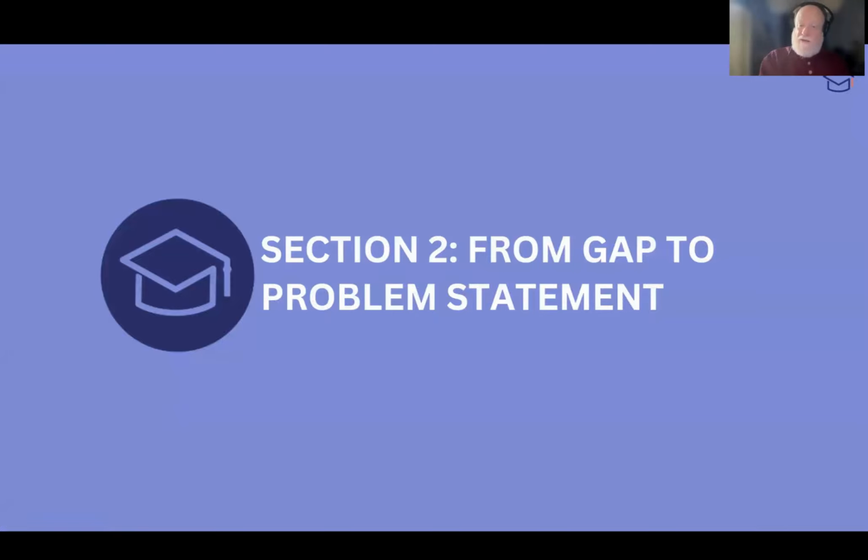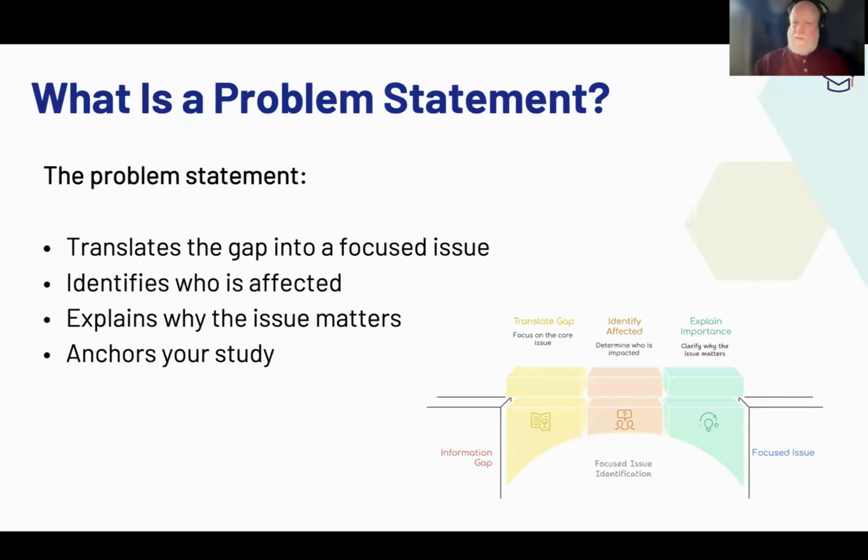So now let's make a transition from gap to problem statement. What is a problem statement? It basically translates the gap into something very narrow and focused so that you understand exactly how you are going to contribute to knowledge in the area. I typically tell my dissertation writers, as their coach and consultant, that the researchers you name in the gap are your future colleagues.